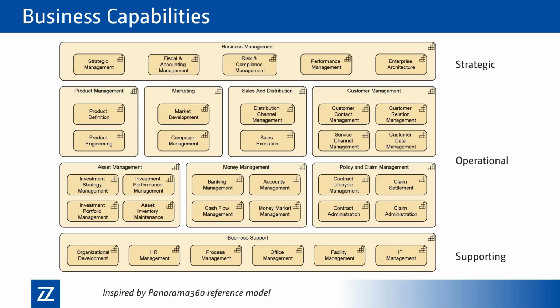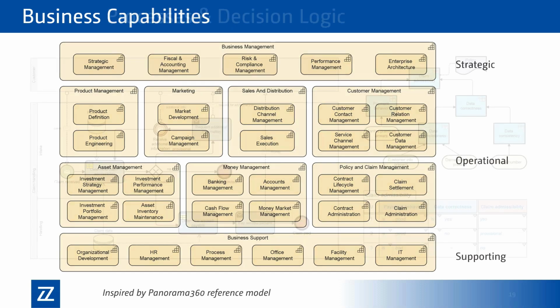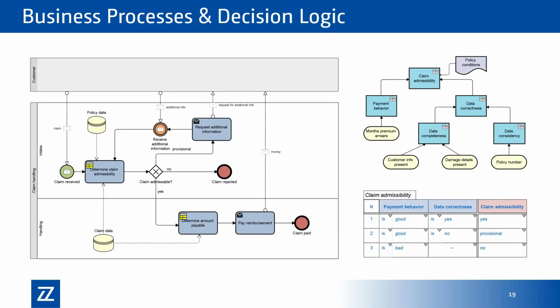We see on the left a business process model in BPMN. On the right, we see a business logic model in DMN, the Decision Model and Notation. And actually, those are linked as well, because in the left model, you see this task, determine claim admissibility, for example. And you see this little yellow icon there. That means this is linked to a decision model telling you how to make the decisions on claim admissibility. And that's what you see on the right.